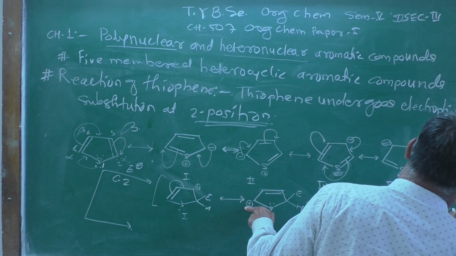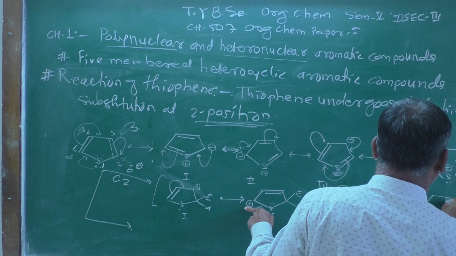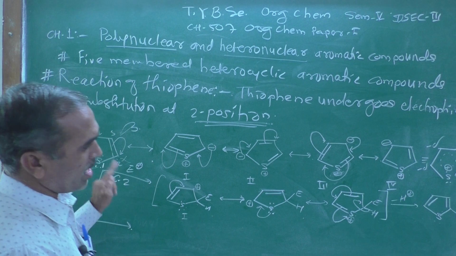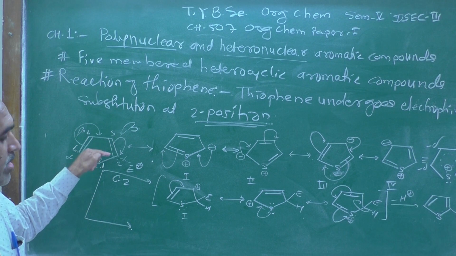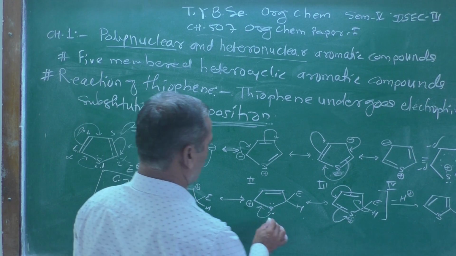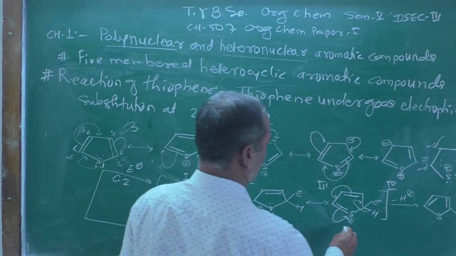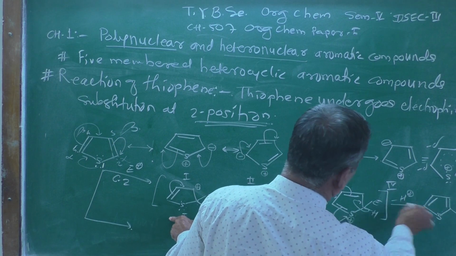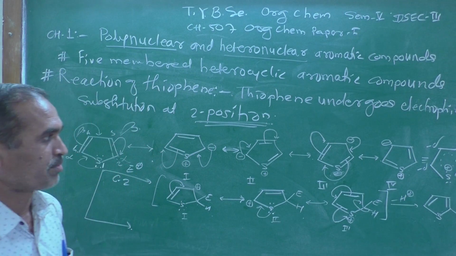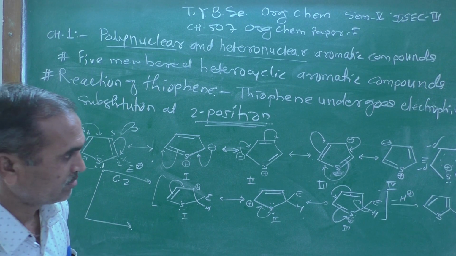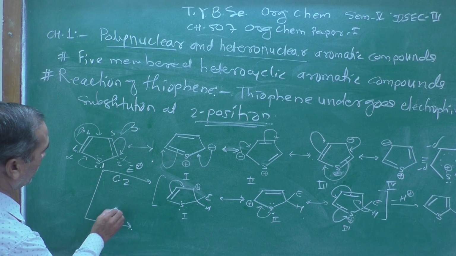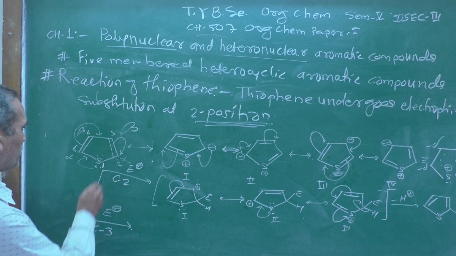This is a structure. Here the electrophile, a double bond here and one double bond here. When the electrophile attacks at the two position, these are the resonating structures. This is structure number first, this will be structure number second, this will be structure number third, and the last step is aromatization. We will get the electrophilic substitution at two position.